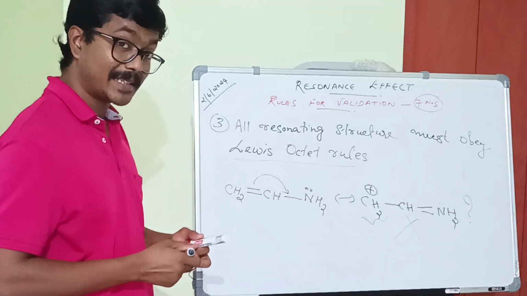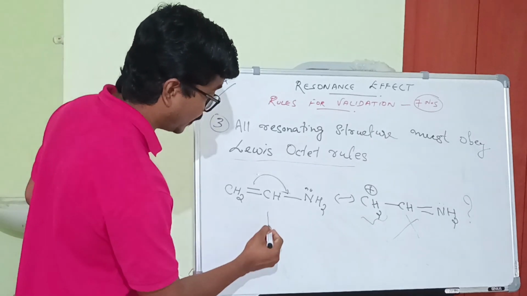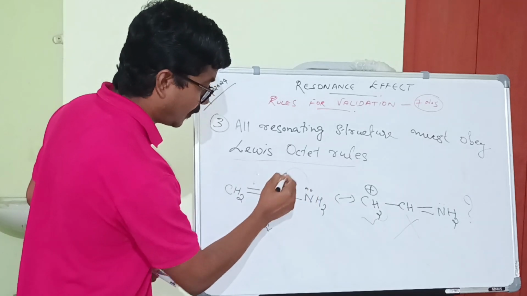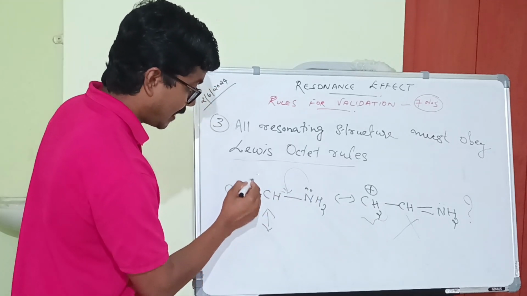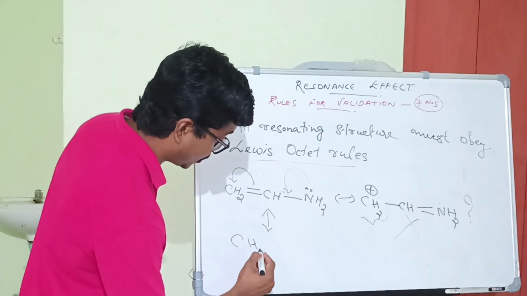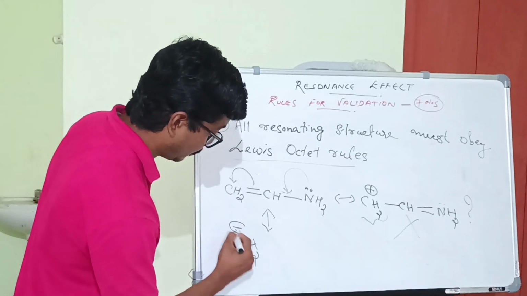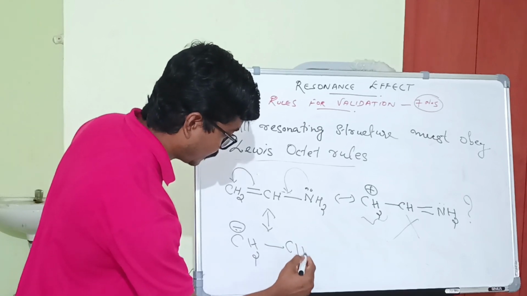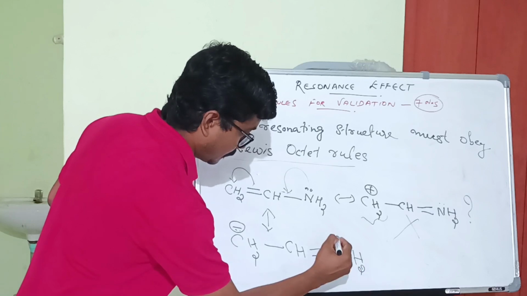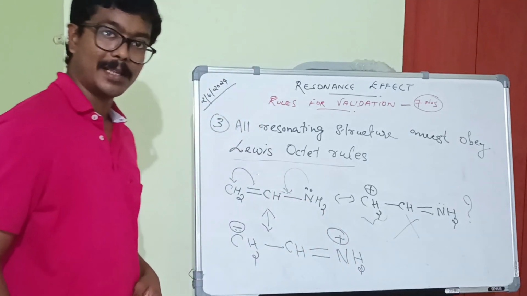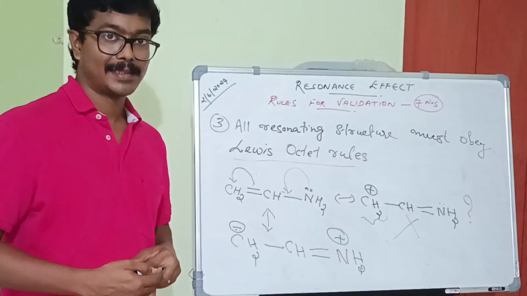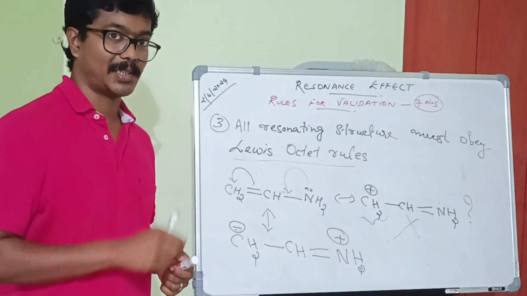So what will be the resonating structure? The actual resonating structure will be this: the lone pair comes here and this double bond, the pi electrons, will come to the terminal carbon. So the actual resonating structure will be this. So all resonating structures must follow the Lewis octet rule. That is the third rule of resonance.